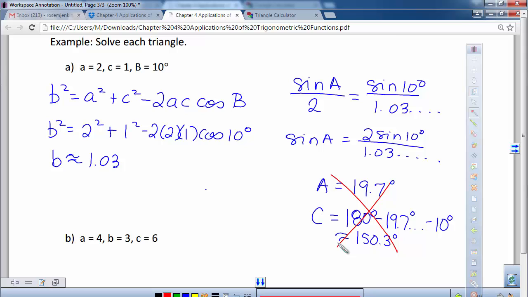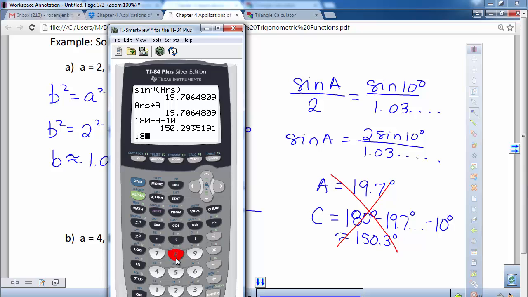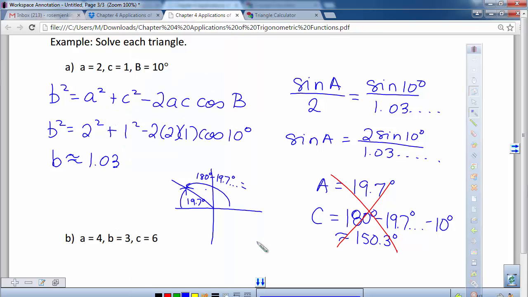But remember, with the law of sines, often we have two possibilities. So do we have another possibility? Well, if we look in quadrant 2 at the angle that has a reference of 19.7 degrees, which is going to be 180 minus the 19.7 number. So 180 minus alpha A, we get 160.29. Okay, so we're going to call that A prime.